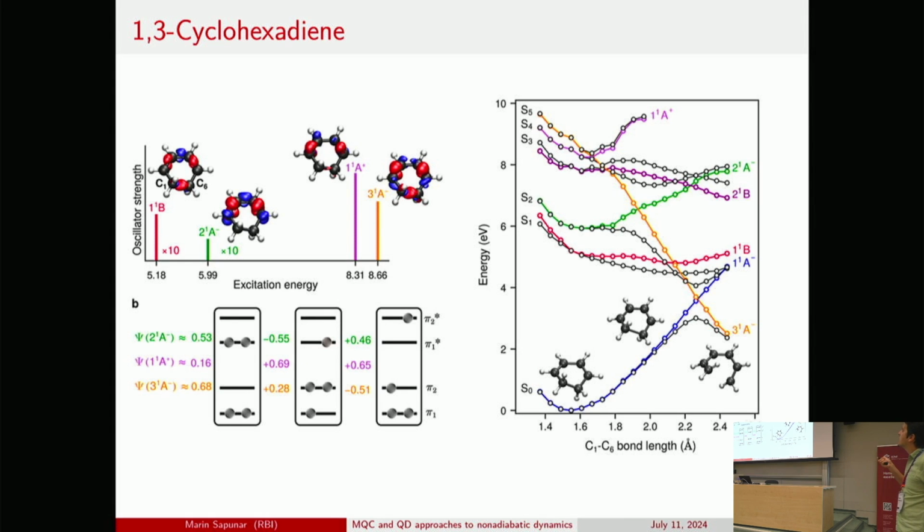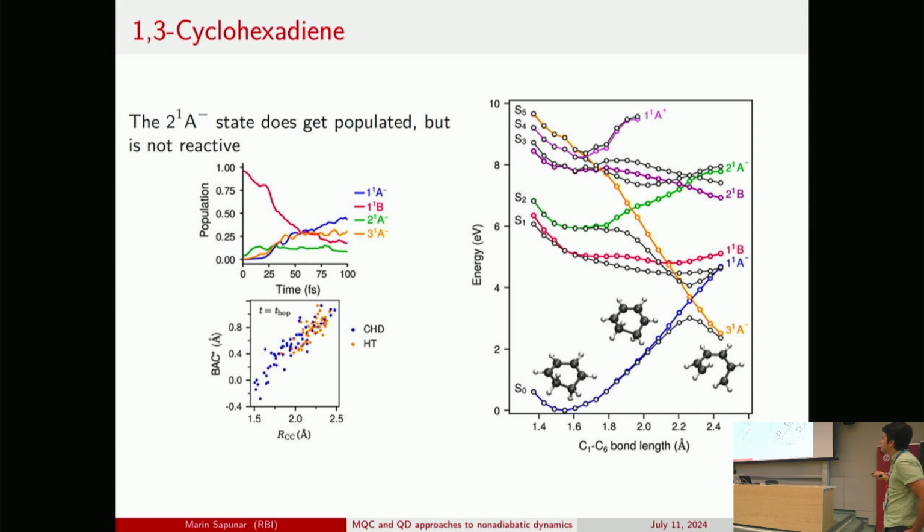So we see that this state is going down in energy. And this is what we want when we are explaining things. We know that there should be something happening at this bond in this state if it is responsible for the reaction. And now we see it really well. And when we run the dynamics and get the diabatic populations, we also see that this state is getting populated.